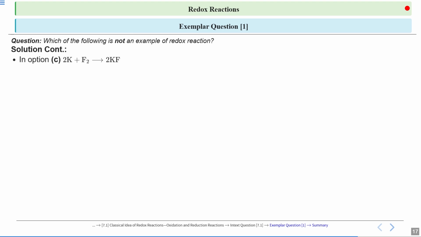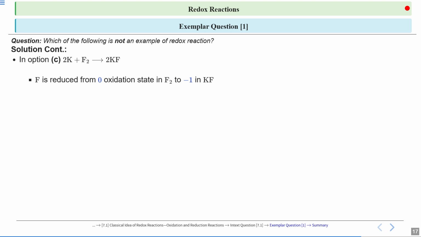Now, let's look over option C. In option C, you will find that potassium is being reacted with fluorine, forming potassium fluoride. In this, the fluorine is reduced from 0 oxidation state in F2 to -1 in KF. So, you will find that the oxidation number has changed from 0 to -1. That means there has been a decrease in the oxidation number, which directly indicates the reduction process.